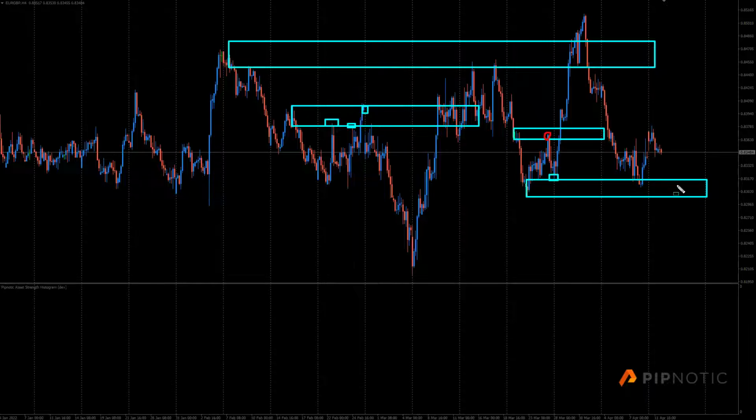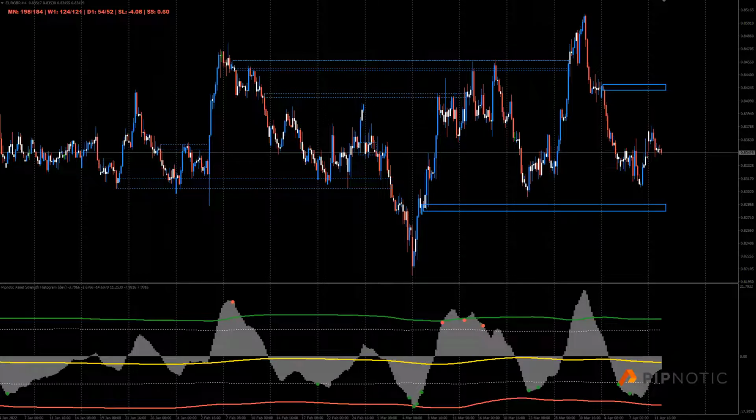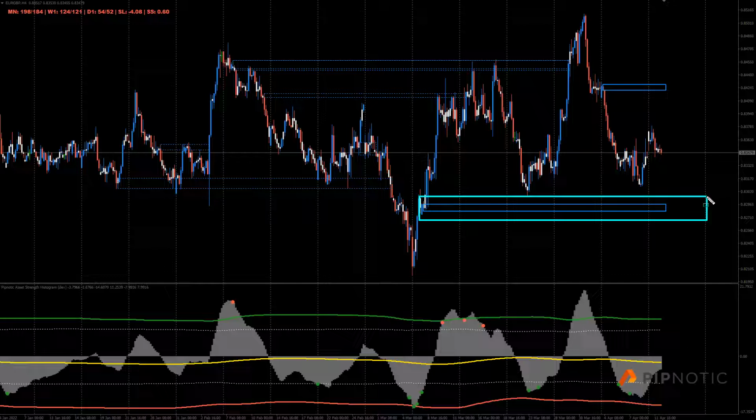Price tested that, and we left. We came back, we tested it again. We've probably got some divergence here on the histogram just down here at the bottom. But for the time being, price is stuck between a couple of areas, and we've got this one here. This is the area of parent demand that was tested once.